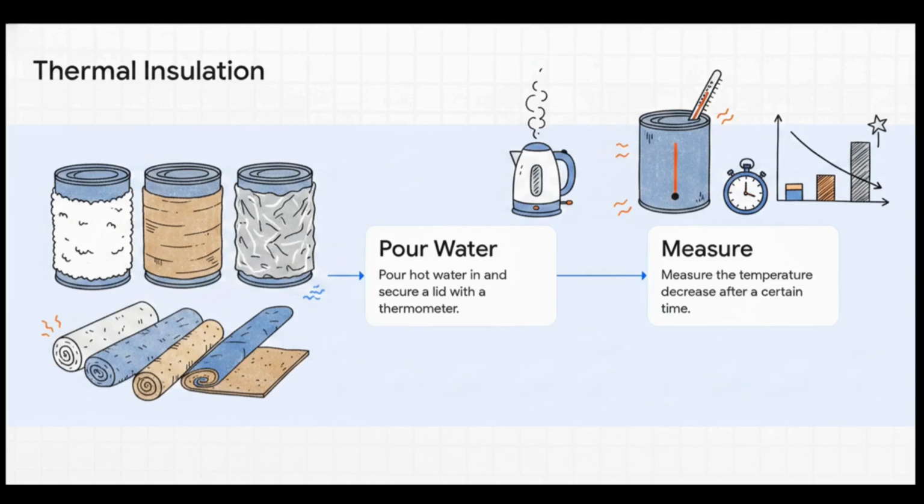Step 1. Take identical metal cans and wrap them in different insulating materials, or just use different thicknesses of the exact same material. Step 2. Pour the exact same volume of hot water from a kettle into each can and secure a lid that has a thermometer in it. Step 3. Start a stopwatch and measure the temperature decrease over a set period of time, let's say 10 minutes. The can with the smallest temperature drop clearly has the best insulation. Boom! Full marks. Let's move on.